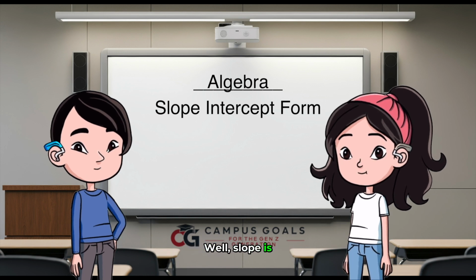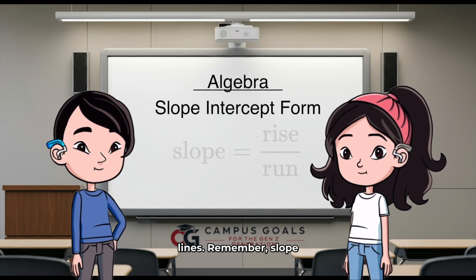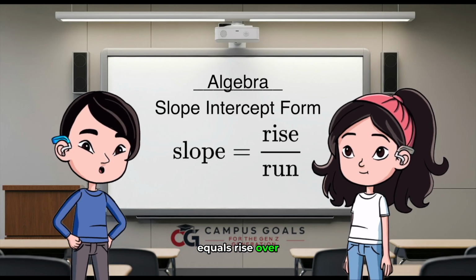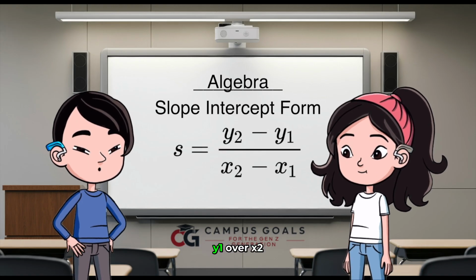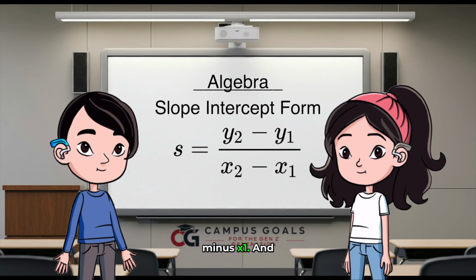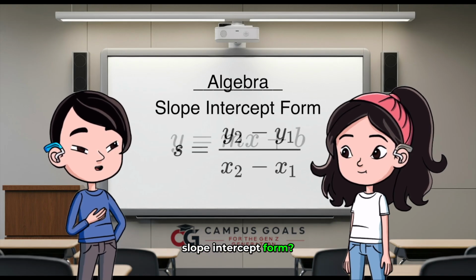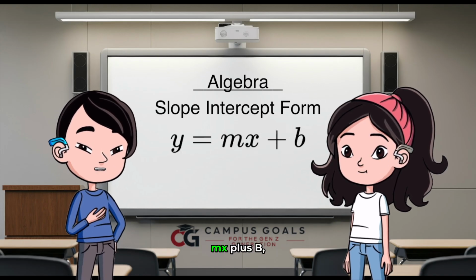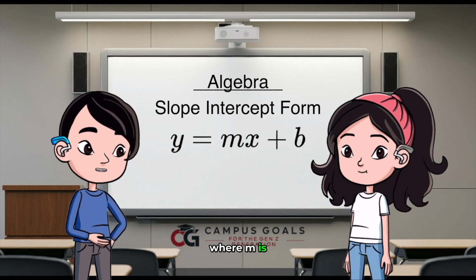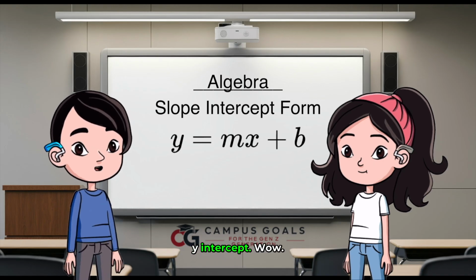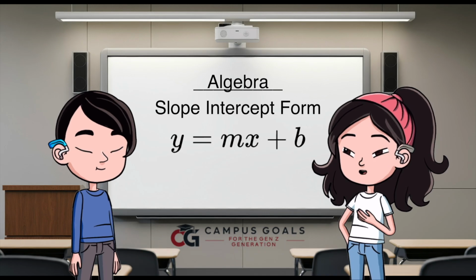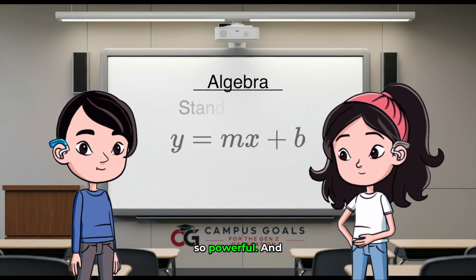Well, slope is crucial for graphing lines. Remember, slope equals rise over run, or y2 minus y1 over x2 minus x1. And slope-intercept form? That's y equals mx plus b, where m is the slope and b is the y-intercept. Wow, so simple, yet so powerful.